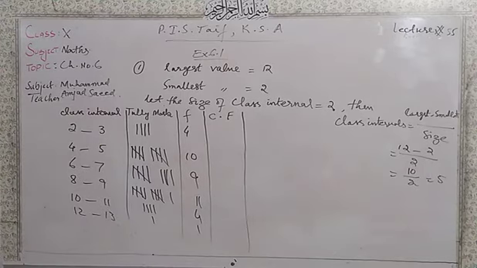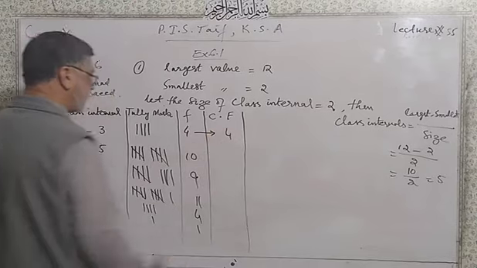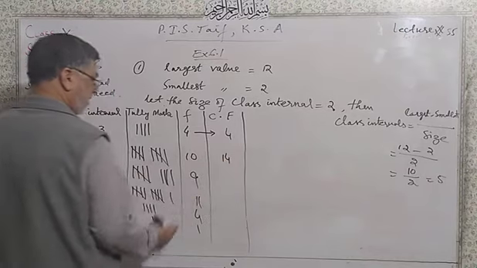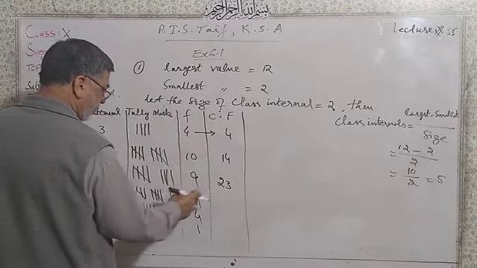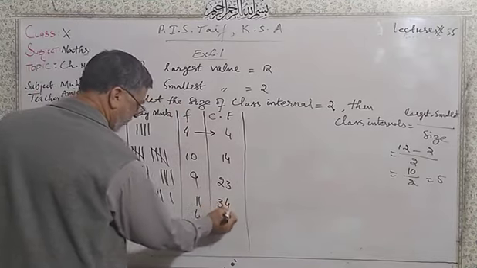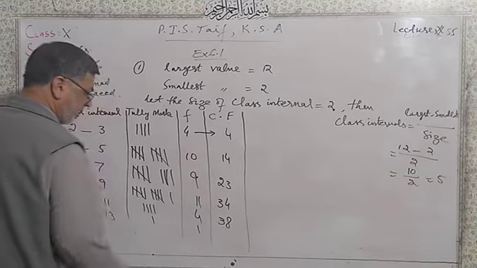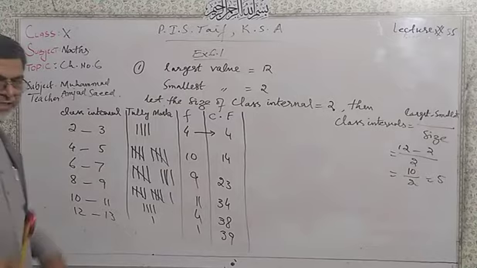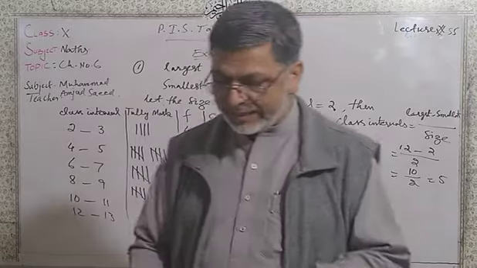Dear students, after that we have cumulative frequency. If you want to find cumulative frequency, write down 4 as it is. Then 4 plus 10 is 14. Then 14 plus 9 is 23. Then 23 plus 11 is 34. 34 plus 4 is 38. 38 plus 1 is 39. So dear students, this is cumulative frequency. There are a total of 39 values in your data.